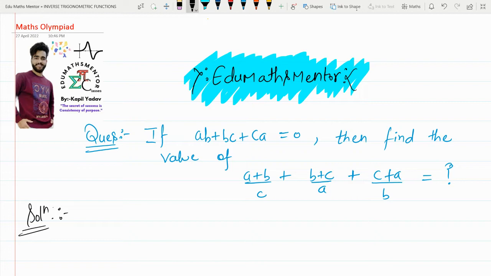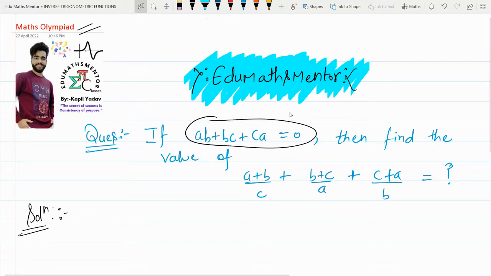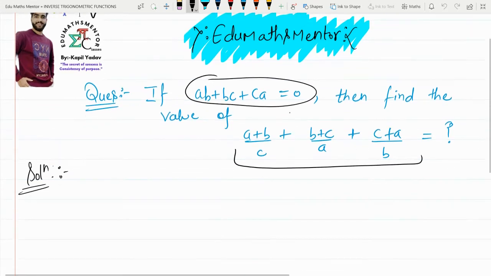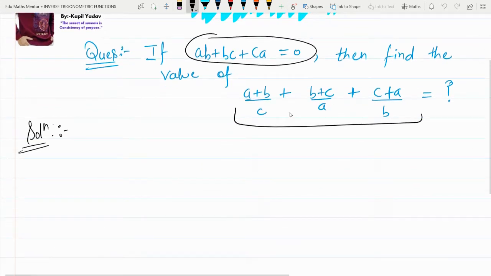So today we are going to solve this problem. This is a mathematics Olympiad problem. Now in this question, what we have given is AB plus BC plus CA equals 0. This is the given quantity, okay? And we have to find the value of this expression: (A plus B) by C plus (B plus C) by A plus (C plus A) by B. So how do we solve this problem?